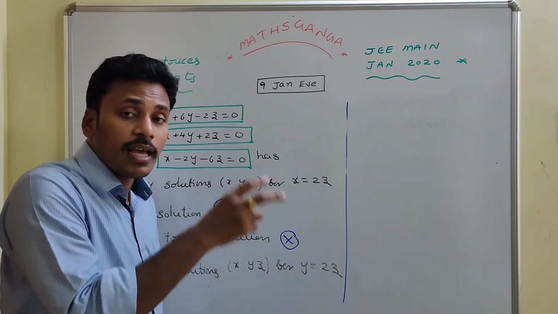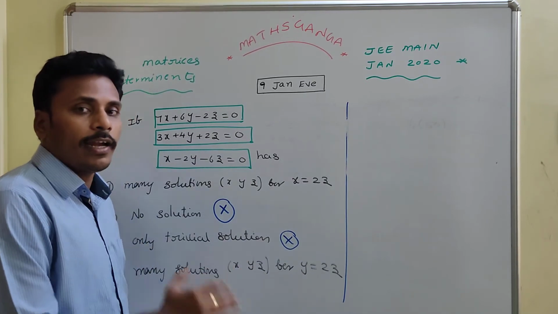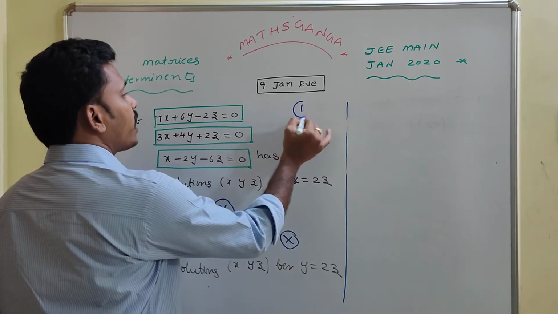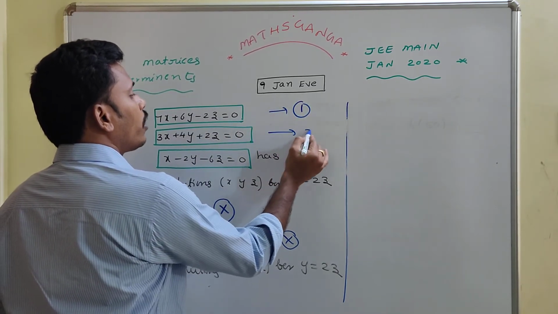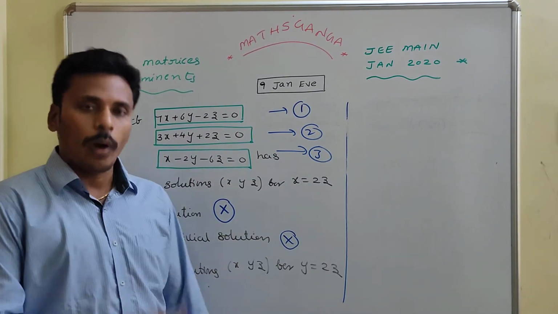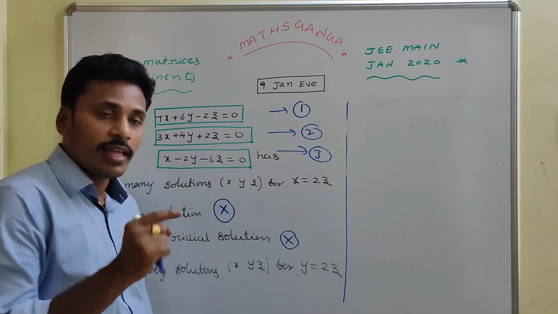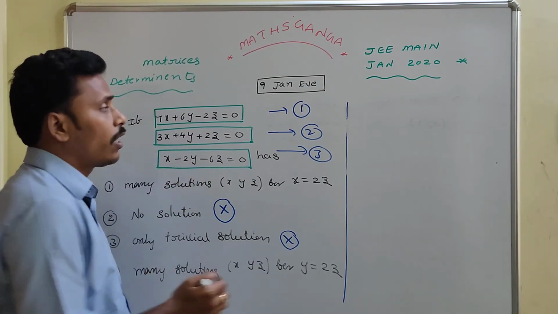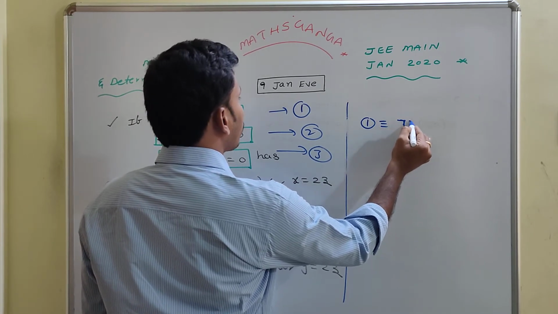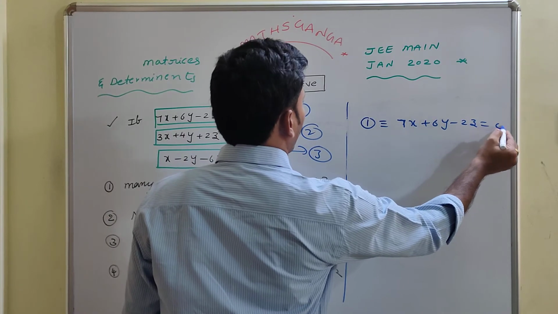To establish a relation between x and z, we need to eliminate y. So how do we eliminate y from the three equations? You just think about it. Call the equations equation 1, equation 2 and equation 3. We are going to eliminate what? y. To eliminate y, in the first equation 6y is there, in the third equation 2y is there. So you just consider the first equation as it is: 7x plus 6y minus 2z is equal to 0.